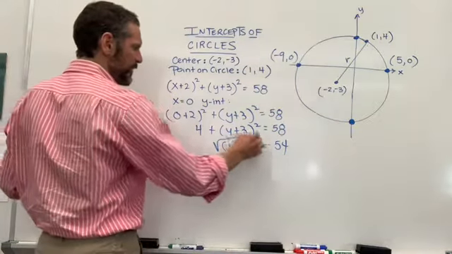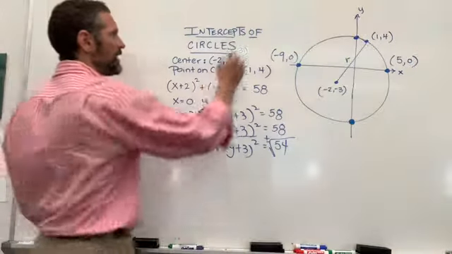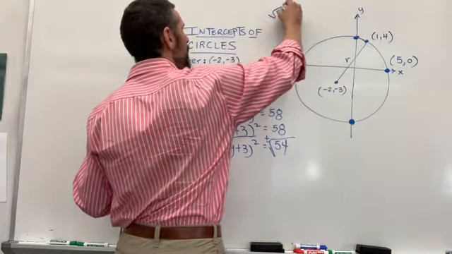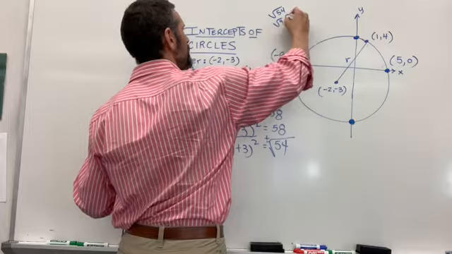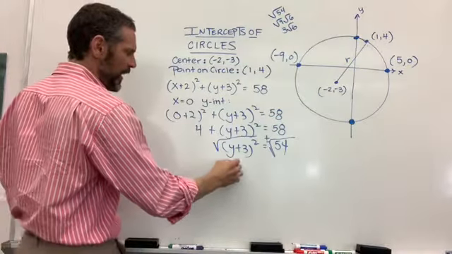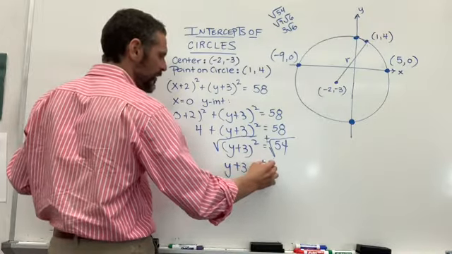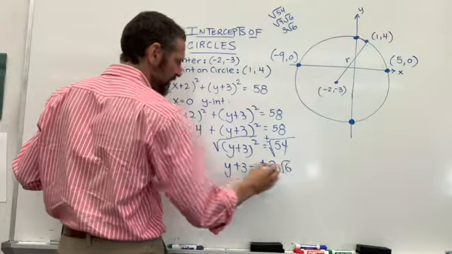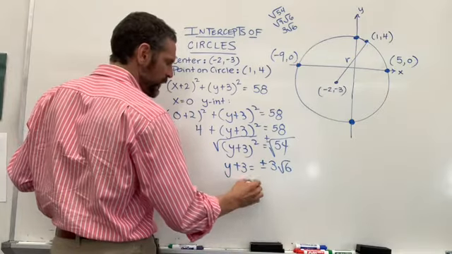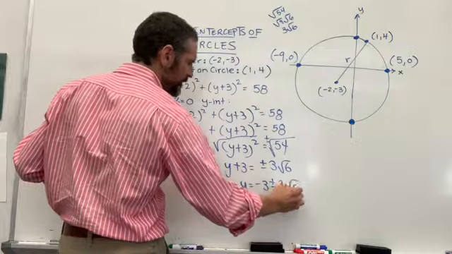So if I square root both sides, don't forget you have to take plus or minus. I do know that the square root of 54 is the square root of 9 times the square root of 6, which is 3 square roots of 6. So I'll get y plus 3 is equal to plus or minus 3 square roots of 6. So y is equal to -3 plus or minus 3 square roots of 6.